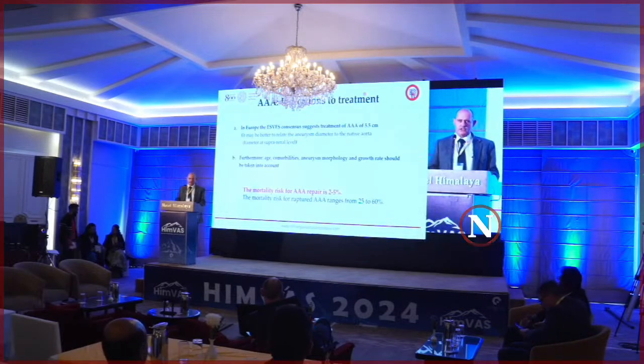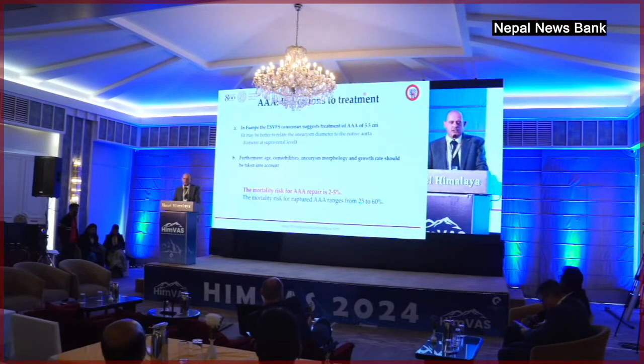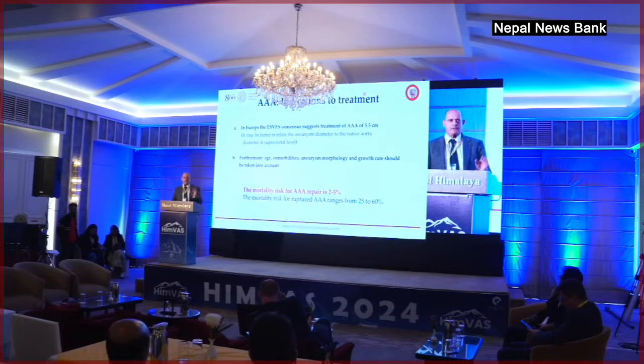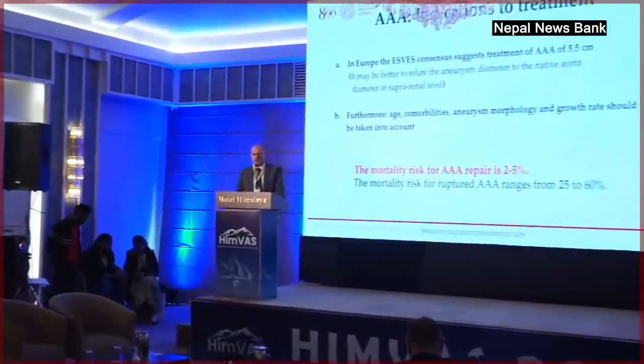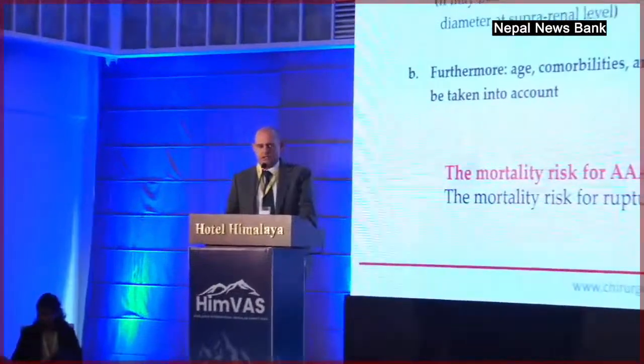Several societies have suggested to treat abdominal aortic aneurysm when they achieve 5.5 centimeters. But we have to consider other aspects in order to decide the surgical criteria, for example, age and the morphology of the aneurysm. A saccular aneurysm is totally different than a normal aneurysm. The dimension of the saccular aneurysm might be less than 4 centimeters and still require treatment.